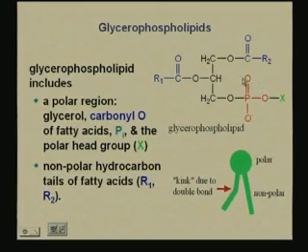So, what do I have? Where is my polar head group? It is here. Here are all the oxygens and the phosphates and so on and so forth.